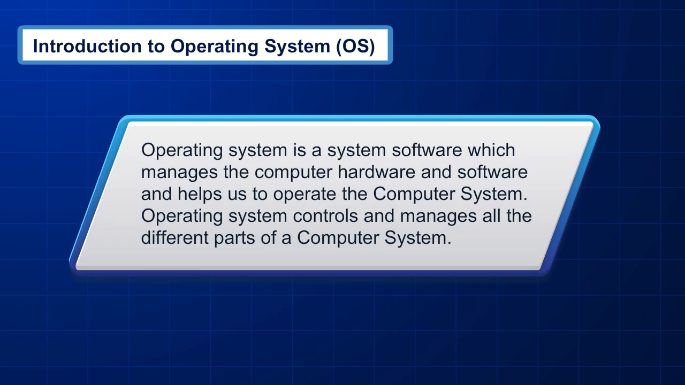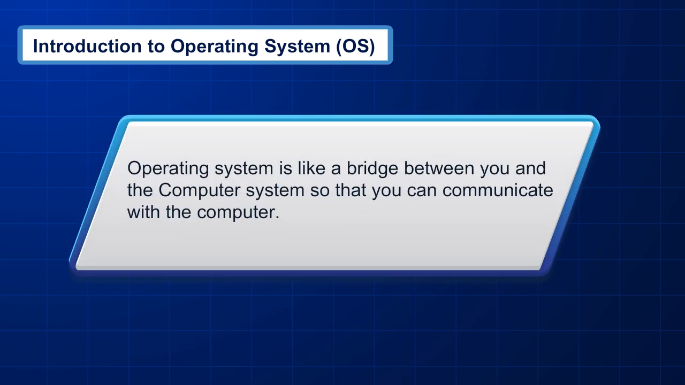Operating system is a system software which manages the computer hardware and software and helps us to operate the computer system. Operating system controls and manages all the different parts of a computer system. Operating system is like a bridge between you and the computer system so that you can communicate with the computer.